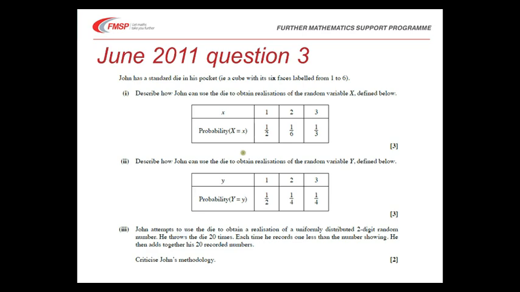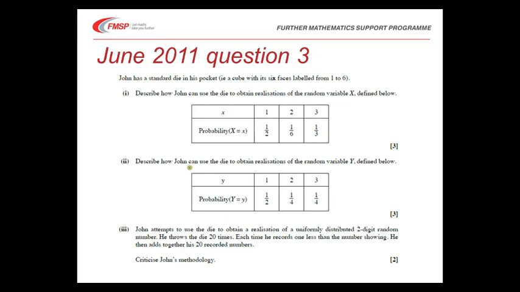So, going through the question from start to finish, it says John has a standard die in his pocket, i.e. a cube with 6 faces labelled from 1 to 6, in case you were confused by this and didn't realise it was the singular of dice. You're then asked to describe how John can use the die to obtain realizations of the random variable x defined as follows. So he's got a random variable, and you might recognise this type of thing if you've also studied Stats 1. We've got a random variable which can take the values 1, 2 or 3, and the probability of 1 is a half, 2 is a sixth, and 3 is a third, and obviously these should add up to 1, which they do.